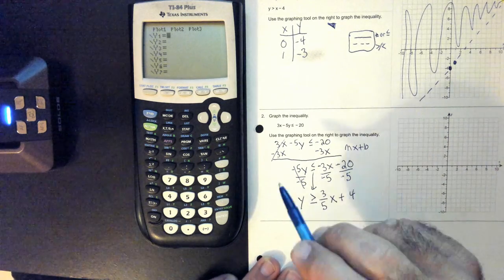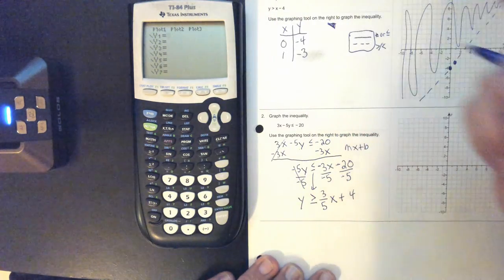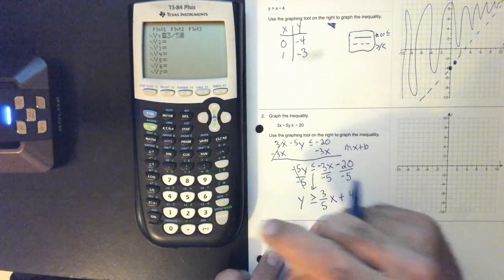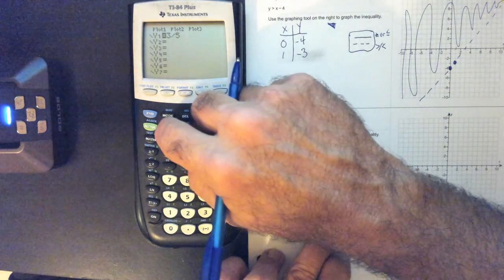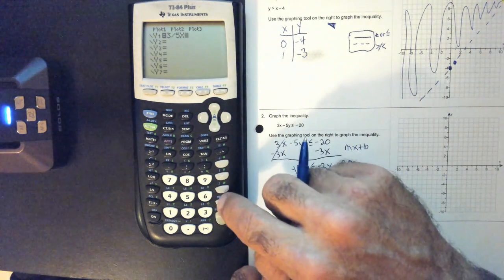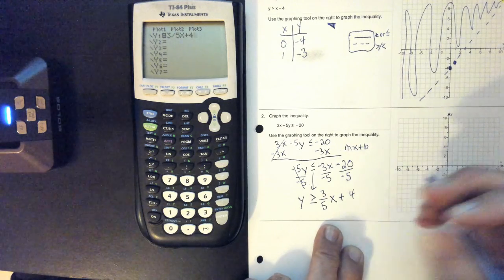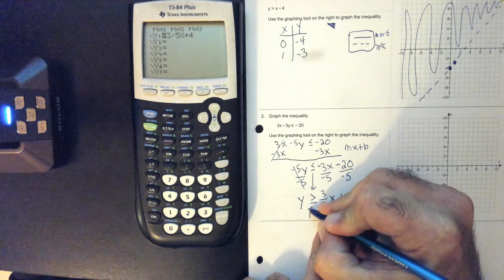I can go to my calculator. I'm on my y equals already. So I'm going to do 3 divided by 5. Punch my x. And then do plus 4. That's my equation. Now remember, I got that greater than or equals.